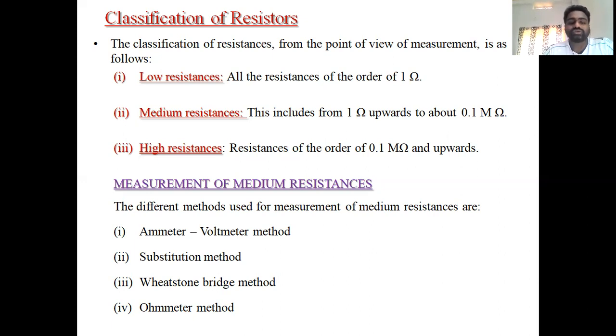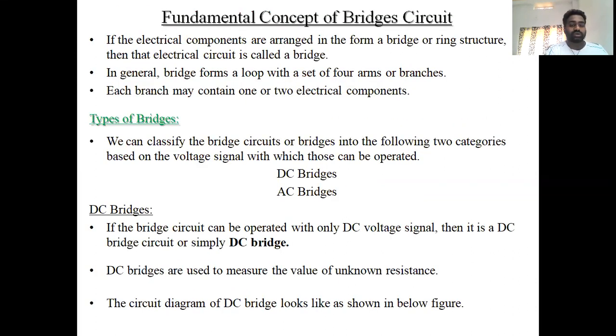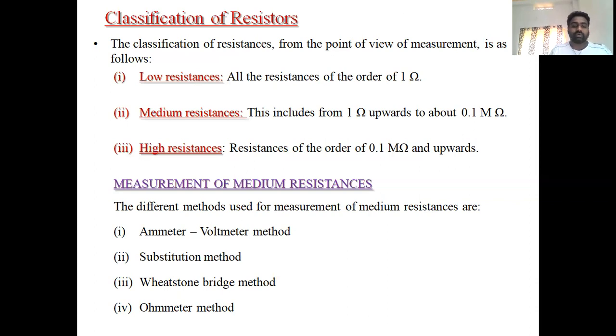So how can we measure these elements? For medium resistance measurement, we have to involve methods like the ammeter-voltmeter method, the substitution method, the Wheatstone bridge method, and the ohmmeter method. These are the general methods in existence for measuring medium resistance. The ammeter-voltmeter method is one important method, the second is the substitution method, the third is the Wheatstone bridge, and the fourth is the ohmmeter method.